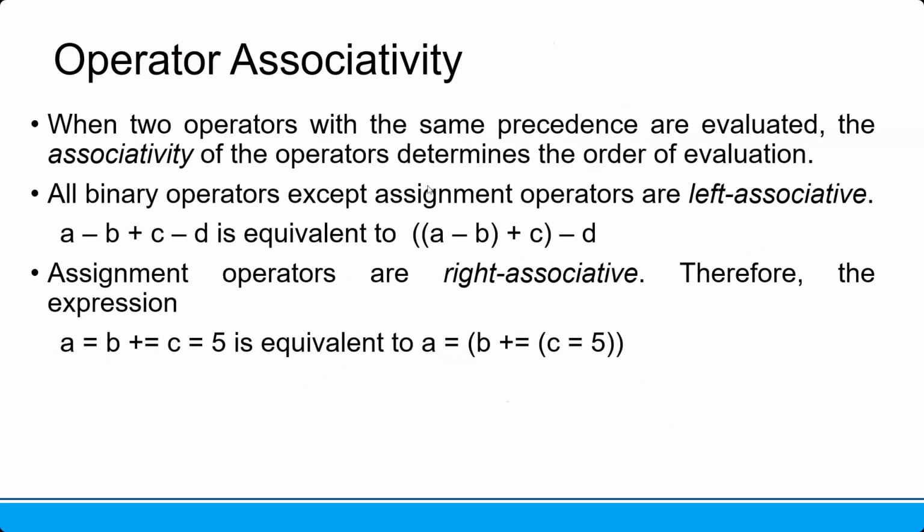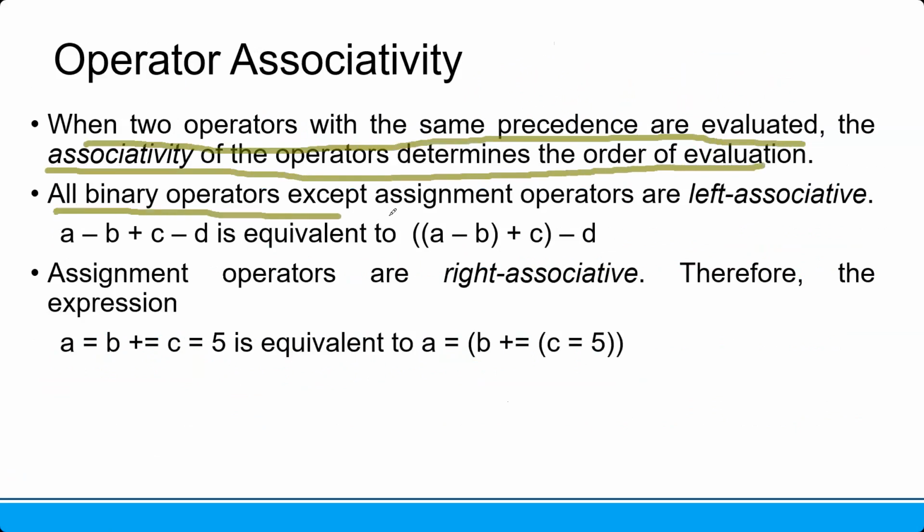So this is an example. When two operators with the same precedence are evaluated, the associativity of the operators determines the order of evaluation. So all binary operators except assignment operators are left associative. So let's say this one, A - B + C - D, then it is the same as this.